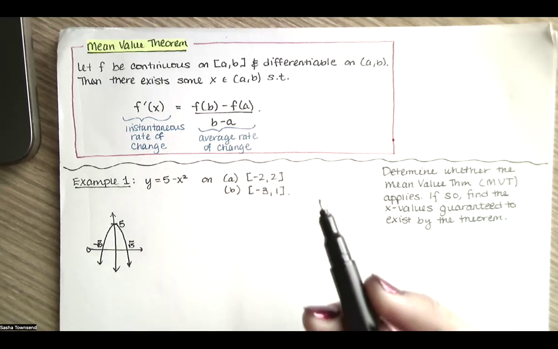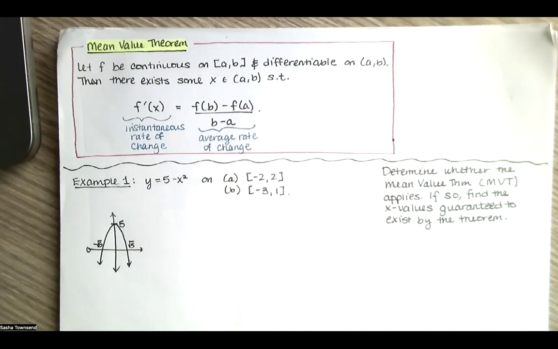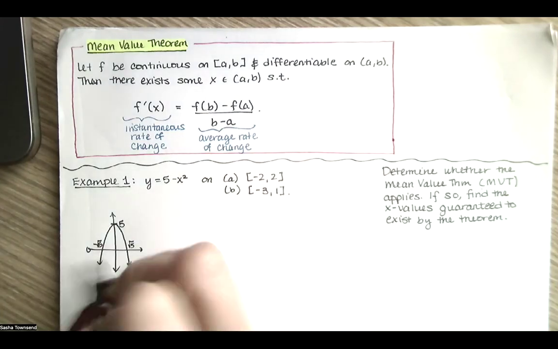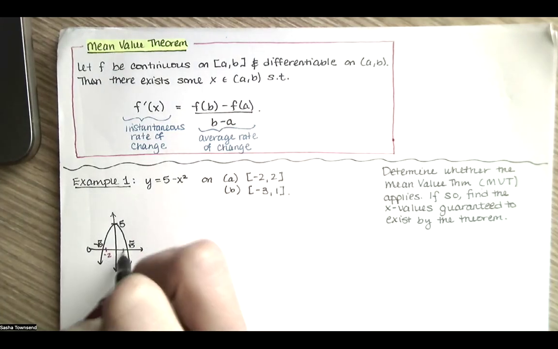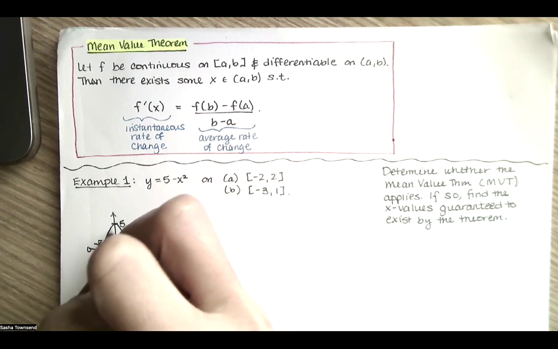If we're on the interval from -2 to 2, we're just talking about this part of the graph. We start here and we end here. And we've got this parabola right here.